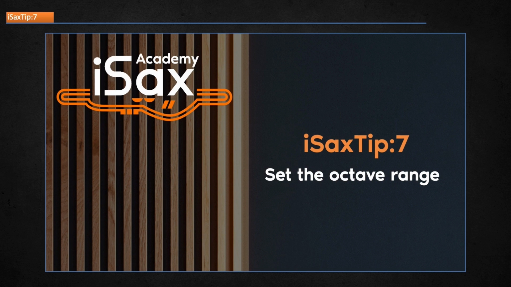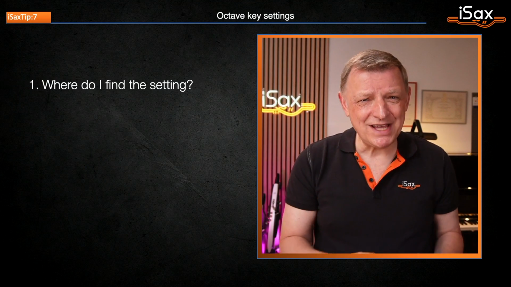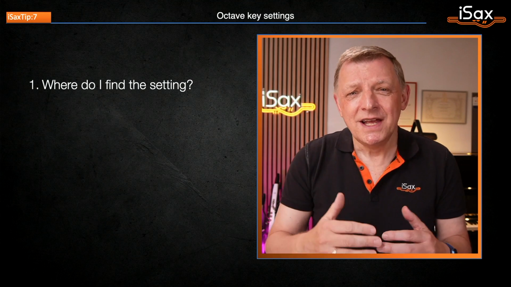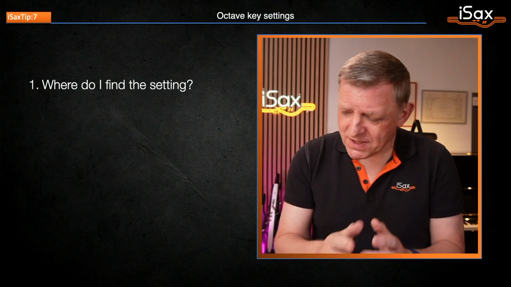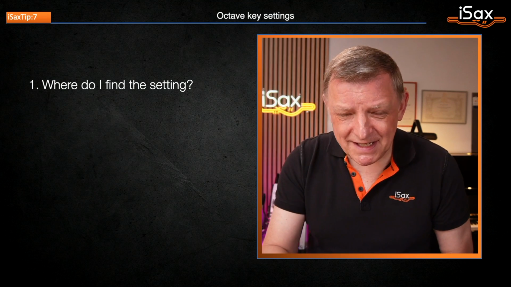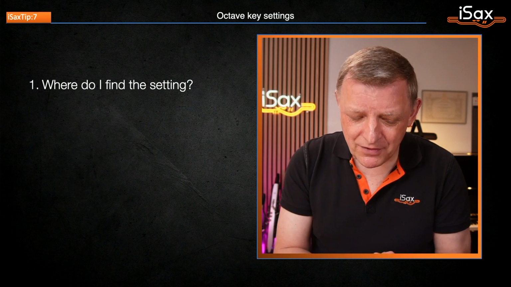In this one, we're going to look at iSax Tip number 7, and this is how we can set the octave range on our Aerophones. In the menu system on the Aerophone, we've got a setting that allows us to change the amount of octaves that we can use from within our Aerophone. So if we find the setting first, then let me show you how this works.